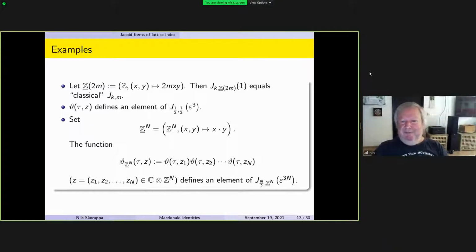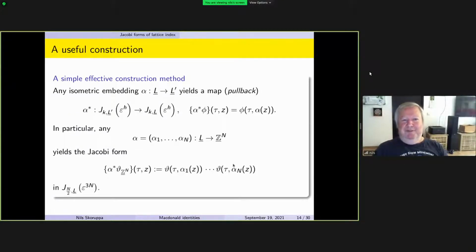Anyway, it's quite simple. You might think, yes, it's a trivial example. However, there is a simple effective construction method for Jacobi forms, and we can apply it to this very simple Jacobi form that I gave for the standard lattice Z to the n. It works as follows. If you have two lattices, say L and L prime, and you have an isometric embedding alpha of the lattice L into L prime, then you can consider the pullback in the z variable of Jacobi forms from the lattice L prime to the lattice L. This is defined like this: you take a Jacobi form phi for the lattice L prime, and then you apply this alpha star by just taking phi(tau, alpha z). That becomes a Jacobi form, as one checks quite easily, for the lattice L. So that gives a map from Jacobi forms of L prime to L, a contravariant thing that we have here.